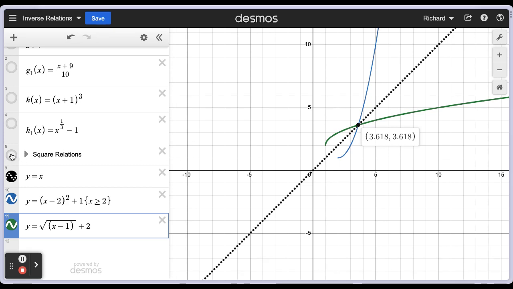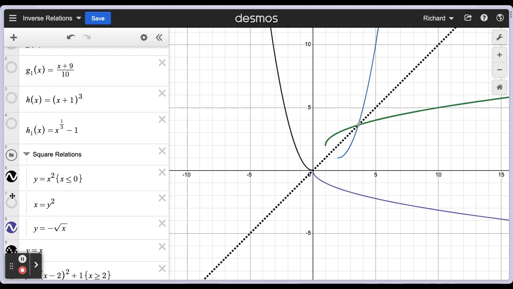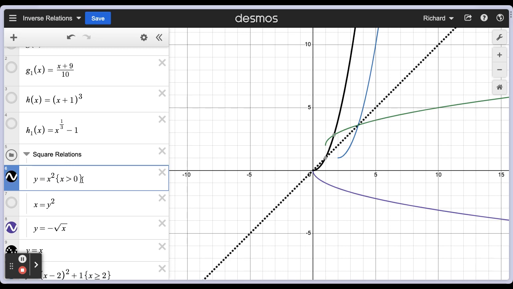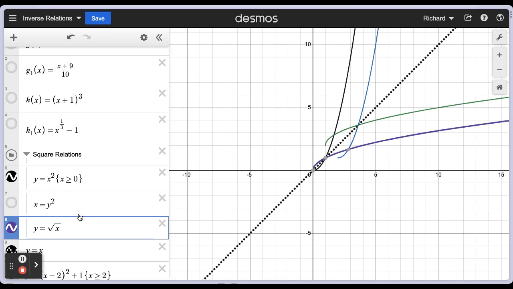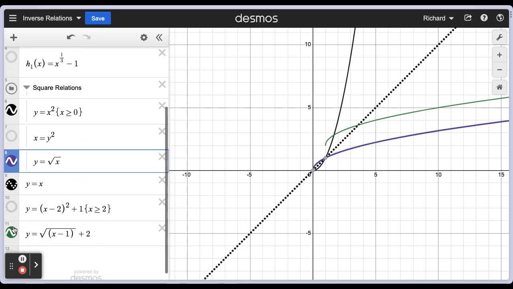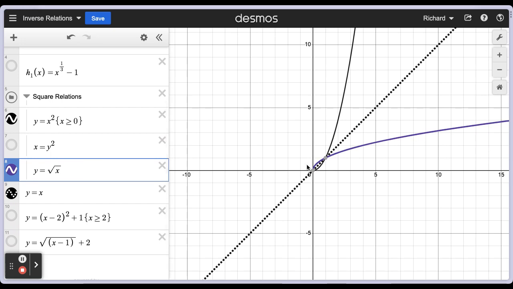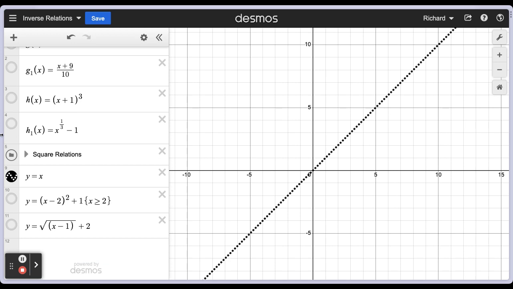Similarly for the square relations, I'll just have to redo it so I can get it working for us. Turn that one off and that one off. Sorry, so similarly for the square and the square root, once we've restricted it, of course, there's a point of intersection there and there's a point of intersection there. They exist on the y equals x line for what I hope are fairly intuitive reasons.